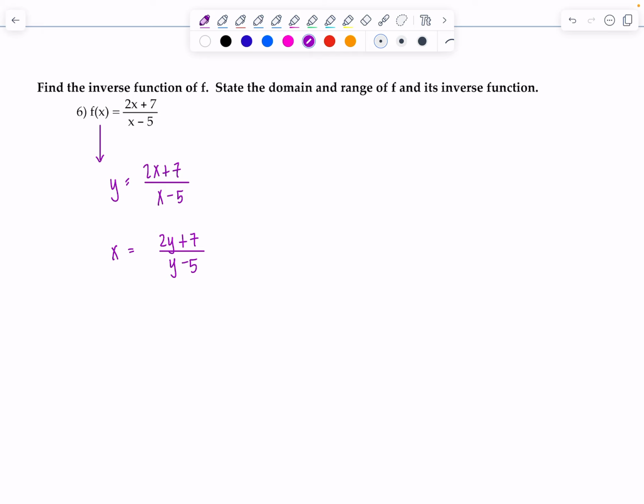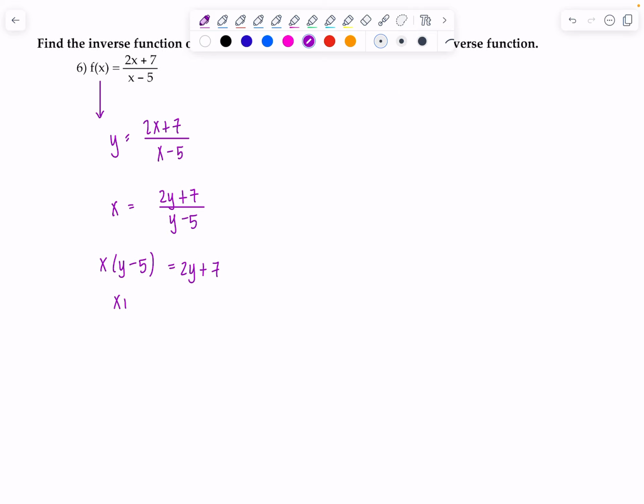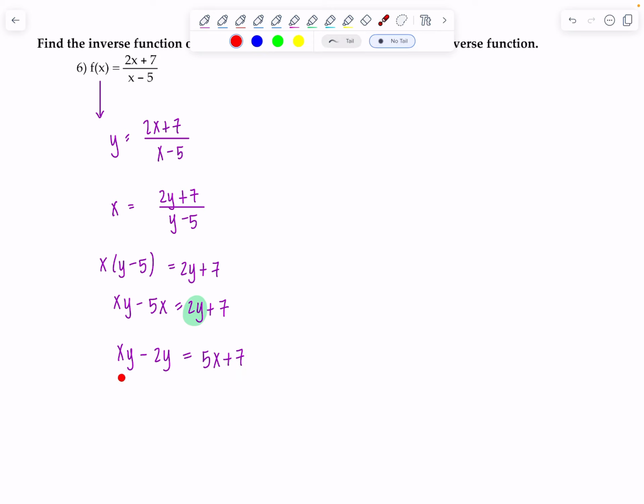Perfect. Now my goal is to solve for the new y. So I'm going to multiply both sides by y − 5. So x times (y − 5) equals 2y + 7. We need to distribute. And then since I'm trying to solve for y, I need to get all the terms that have y on the same side of the equation. So let me move this 2y over to the other side, okay? So I have xy − 2y. And then everything that doesn't have a y needs to go on the same side. So 5x + 7, they need to hang out there. When I explain it, I usually say everybody that has the variable that you want goes to the left, and then the rest, they get exiled to the other side.